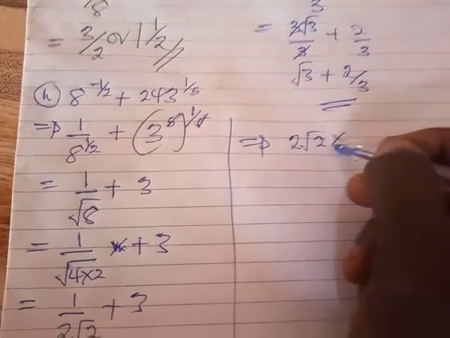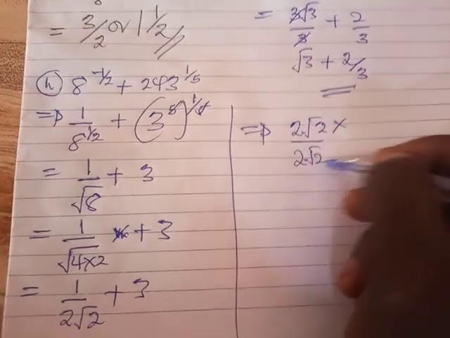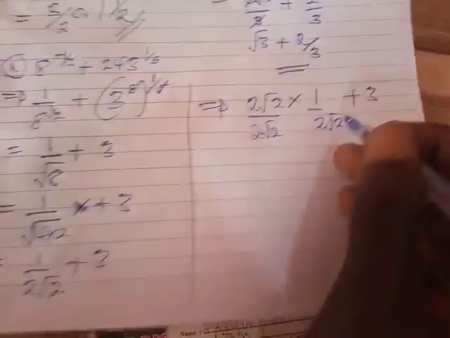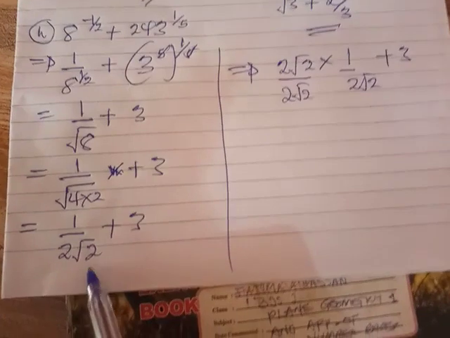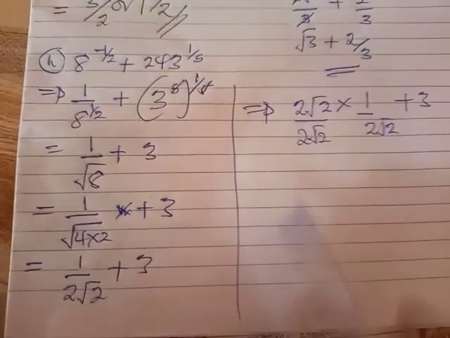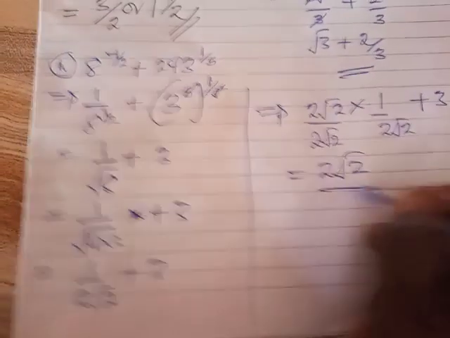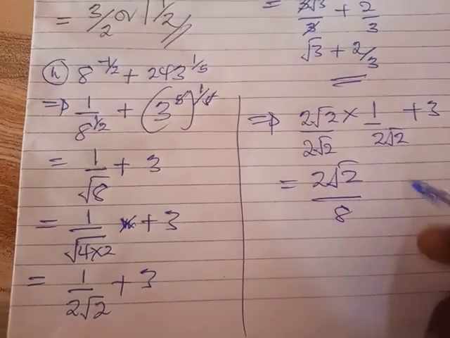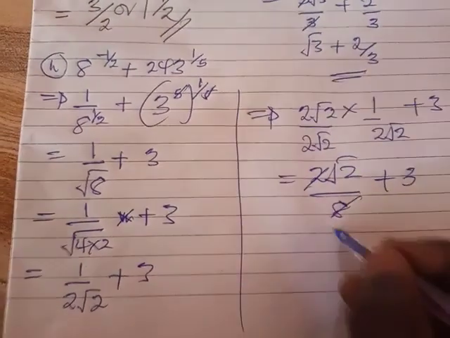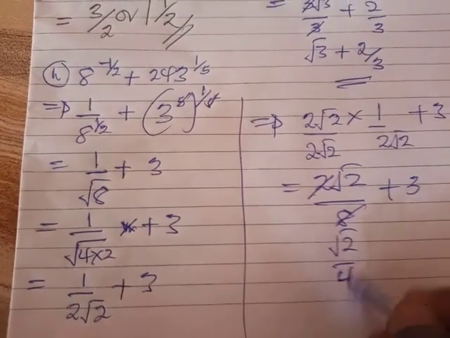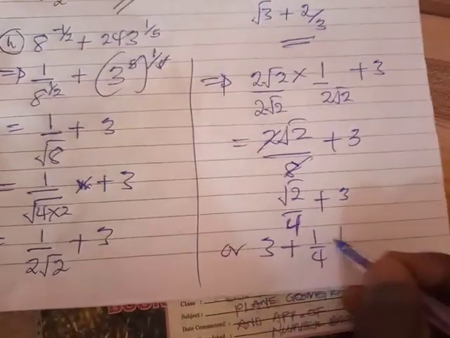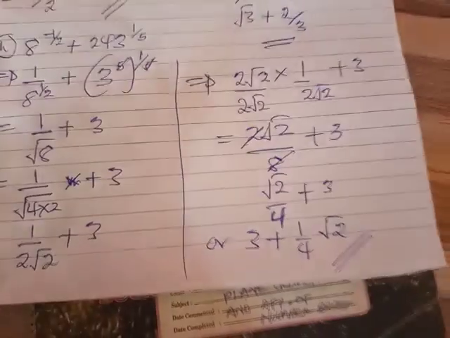2 root 2. So rationalization is saying that you multiply the conjugate of the denominator to the numerator and the denominator itself. So we have 2 root 2 over 2 root 2 times 2 root 2. We have 8, plus 3. And this will cancel that. So we have root of 2 over 4 plus 3, or you see 3 plus 1 over 4 root of 2. This is your final answer.